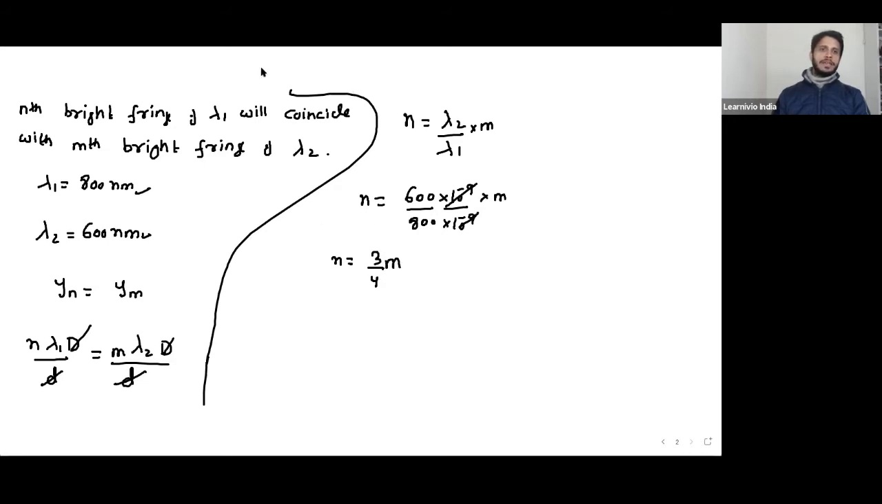Now you have to decide the smallest value of m so that both the fringes will coincide. If I take m equal to 1, then how much is n?